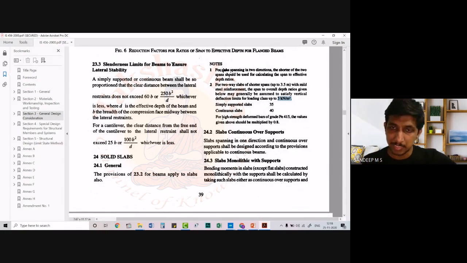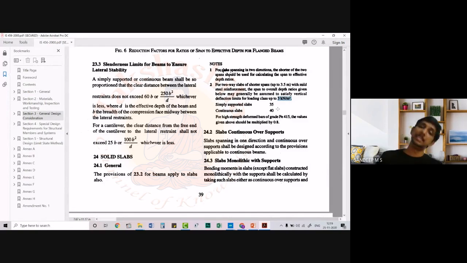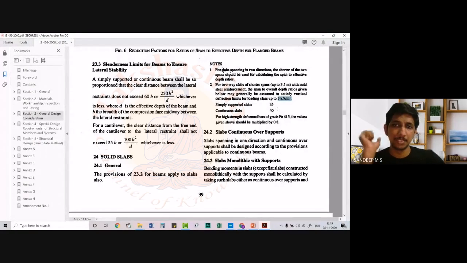And one more thing is mentioned there, that is if instead of this mild steel, Fe 250, we are using high strength deformed bars of grade Fe 415 or greater, the value given above should be multiplied by 0.8. So it should be reduced actually. That is what the code is suggesting. Clear? Is there any confusion in these notes?